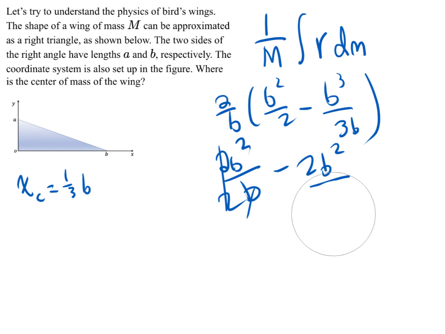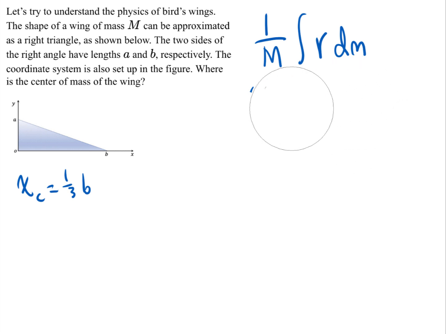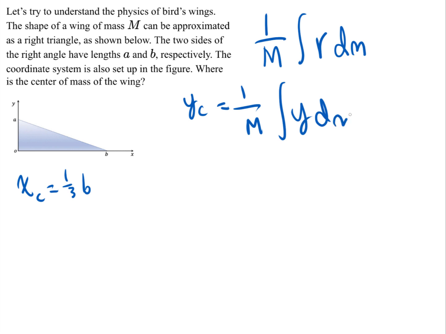And that is it for our x-coordinate. But we're not done yet, since we still need to figure out the y-coordinate for the center of mass. And again, that is equal to 1 over m times the integral of each point on the y-axis with respect to the mass of each little point or each little cell. And this time we're integrating from 0 to a, since we're integrating along the y-axis.